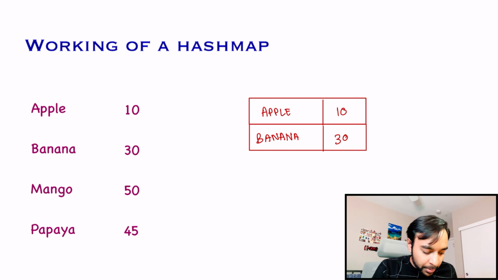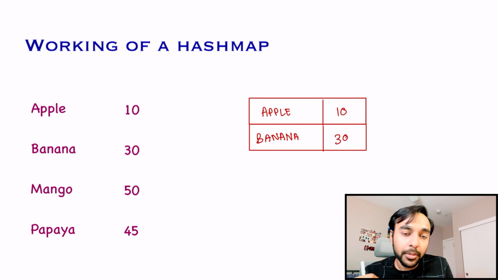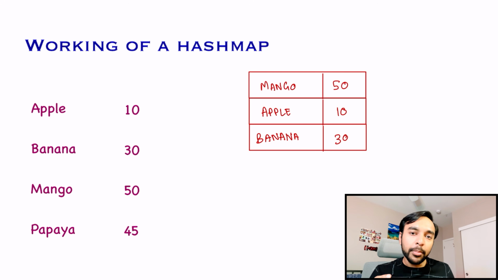So it could be possible that now when I enter mango, it could get inserted at some other position. So it is possible that now when I add mango, my hash map can look like this. What I mean to say is that this hash map is unordered. So now let us say you want to look up values.